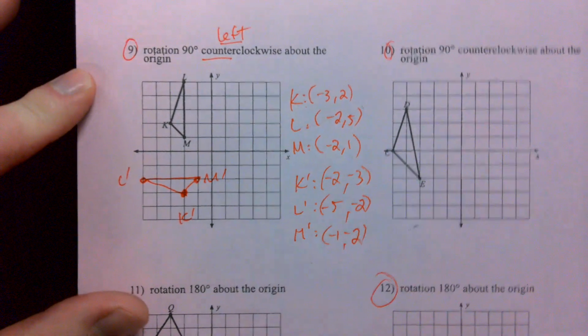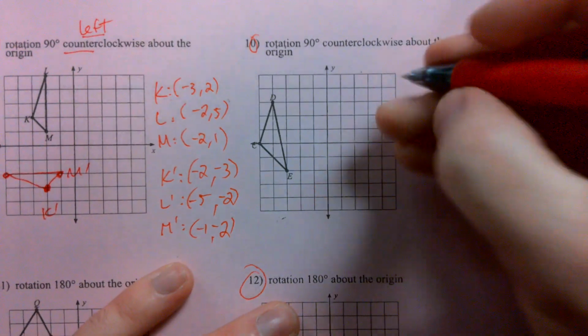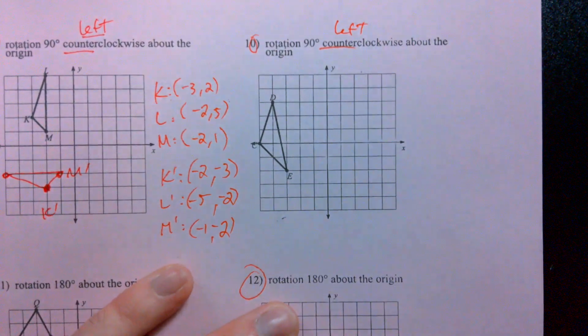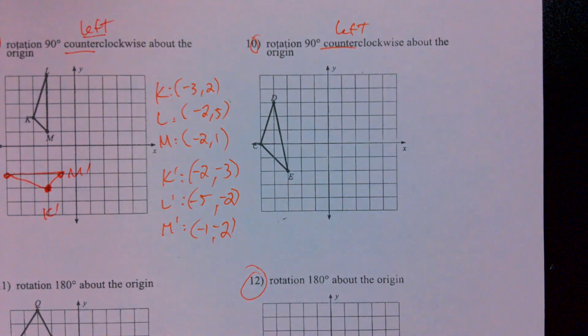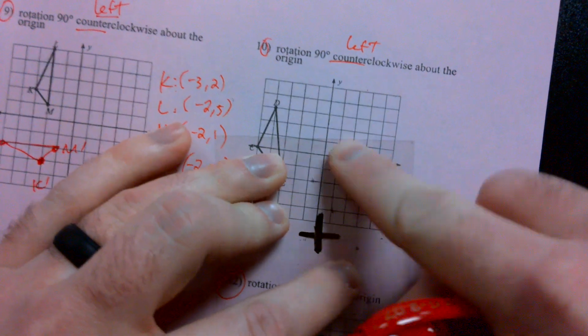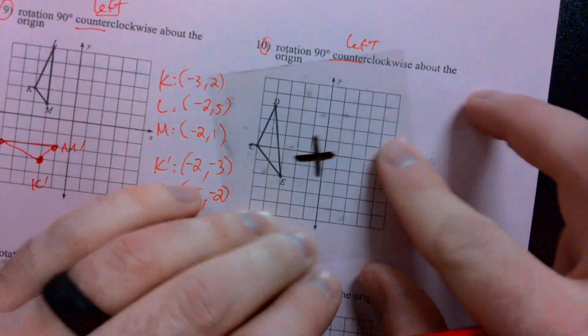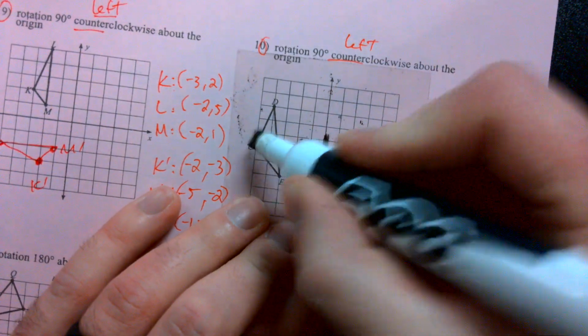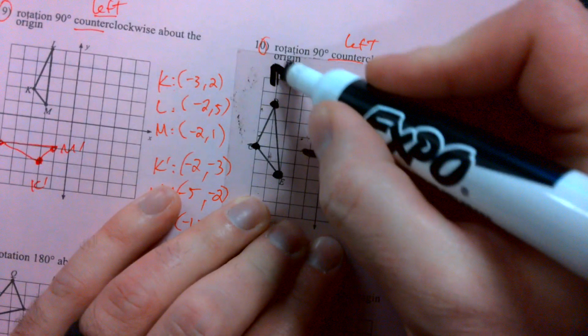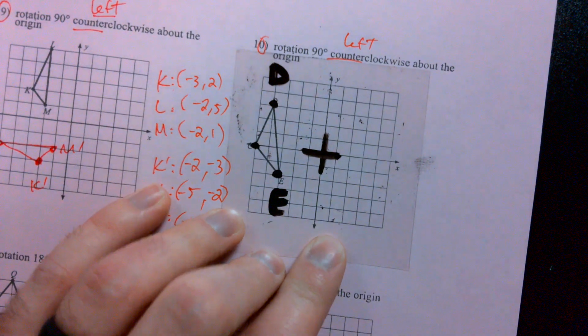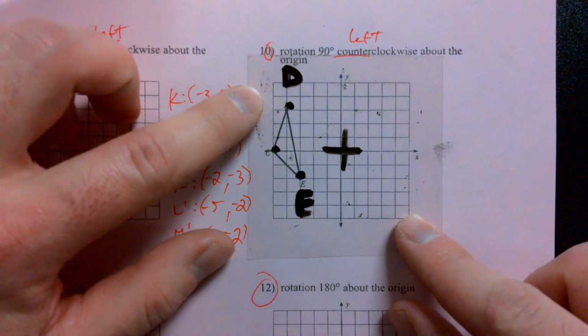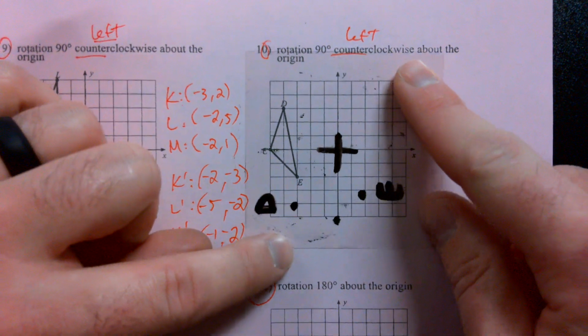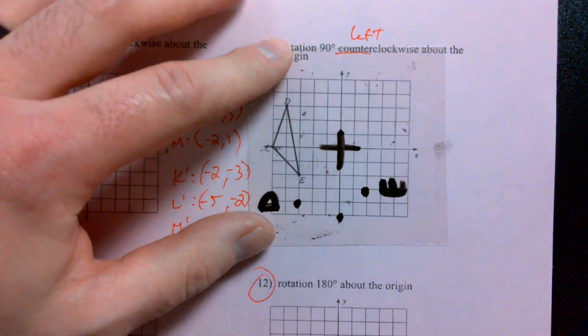So that's number 9, 90 degrees counterclockwise. Number 10 is the same thing. Counterclockwise means we're going to the left. I'm going to erase my slide so we can restart this. I'm going to line up my plus at the origin. I'm going to make a dot at C, D, and E. And again, I'm going to turn this once to the left. To the left, to the left, all the way till our plus lines back up.